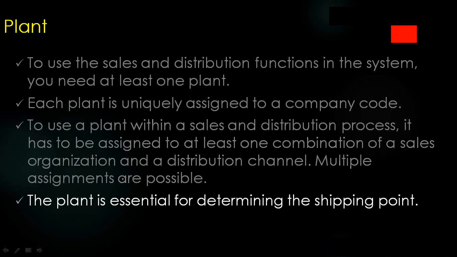And the last one is the plant is essential for determining the shipping point. So shipping point is another org unit that is used in SAP SD. In the next video soon I will be showing you the different transactions that we create in SD, and on those transactions I'll be using all these org structures. For example, sales area, sales organization, division, distribution channel, shipping point, plant, storage location. So we'll be using everything once I start showing you the transactions and the master data, how to create it. So this is just an overview of the org structure.